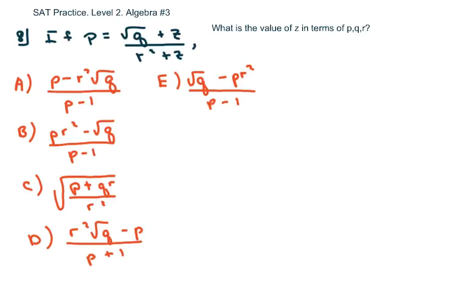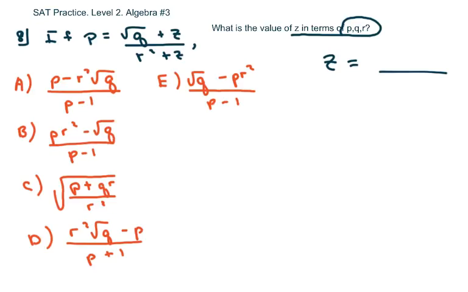SAT Practice Level 2. We want to find the value of Z in terms of P, Q, and R, so we want something like Z equals that. So it's like a literal equation. Here are your 5 answers, so I suggest you pause the video and try to do that, and you'll be good.